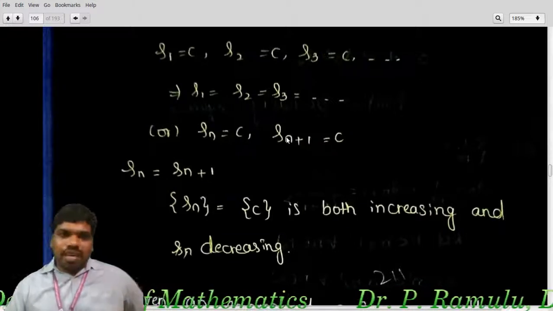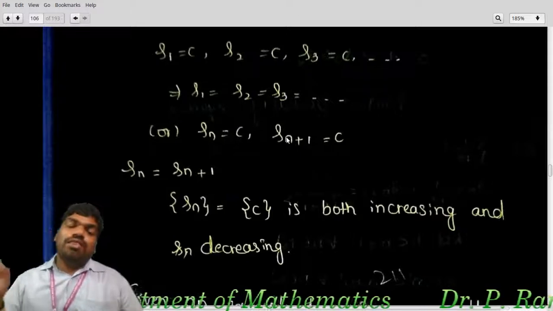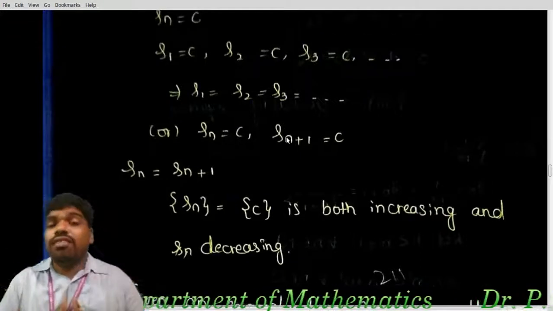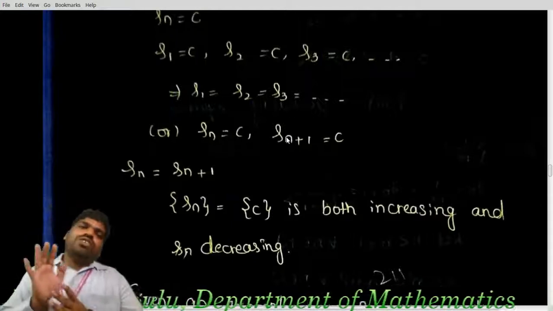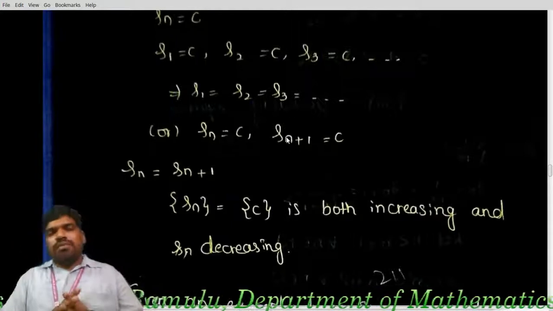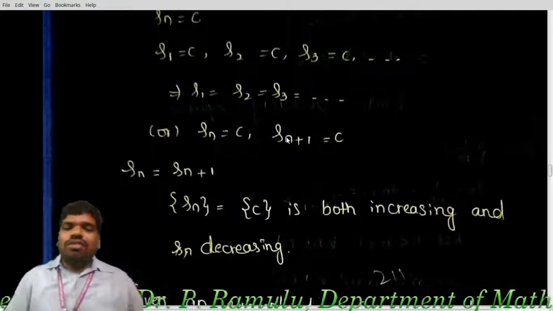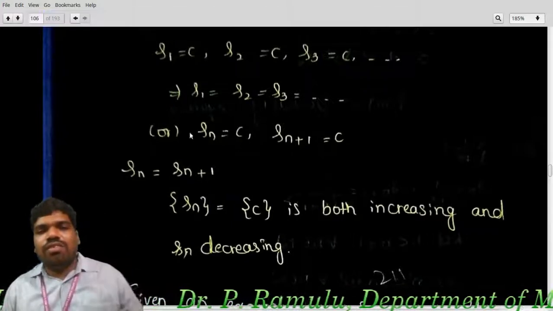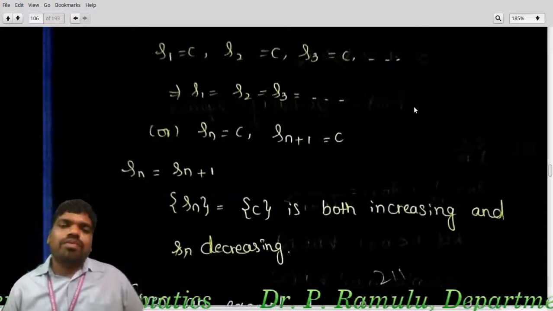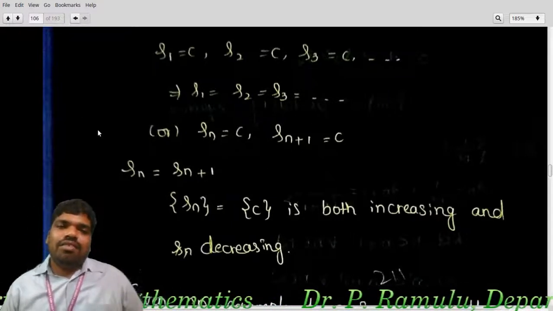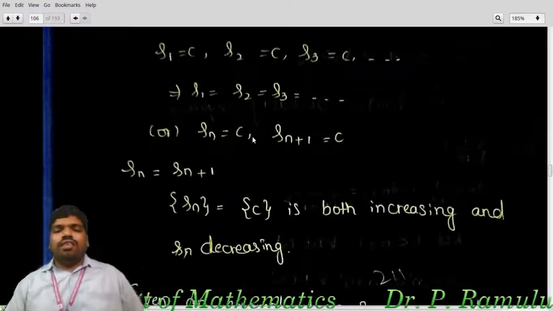Why? Because what it means is that S1 is less than or equal to S2, less than or equal to S3, and so on. Less than or equal to means equality is there, so you can say this is an increasing sequence. Similarly, S1 greater than or equal to S2, greater than or equal to S3, equality is there. That means the sequence is increasing as well as decreasing. The constant sequence looks like this graph, so it is increasing and decreasing. All terms are equal, so every constant sequence is increasing and decreasing.